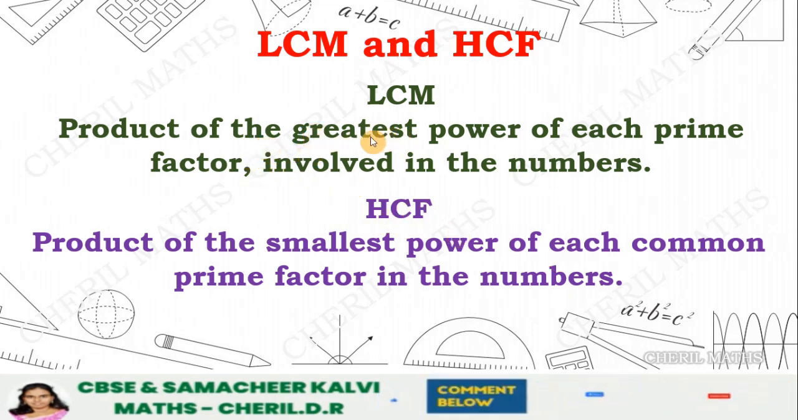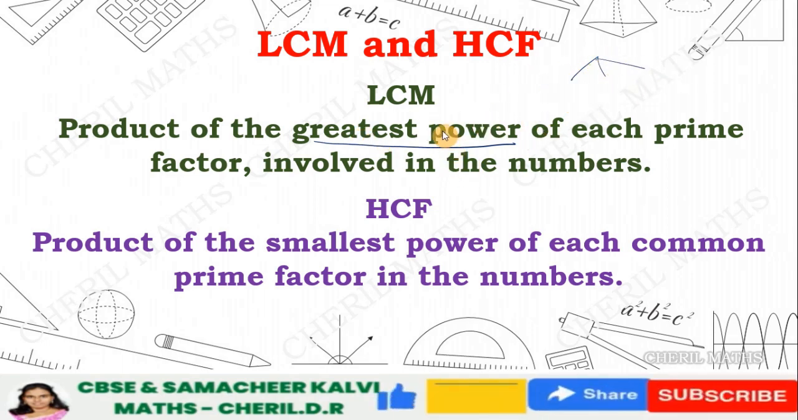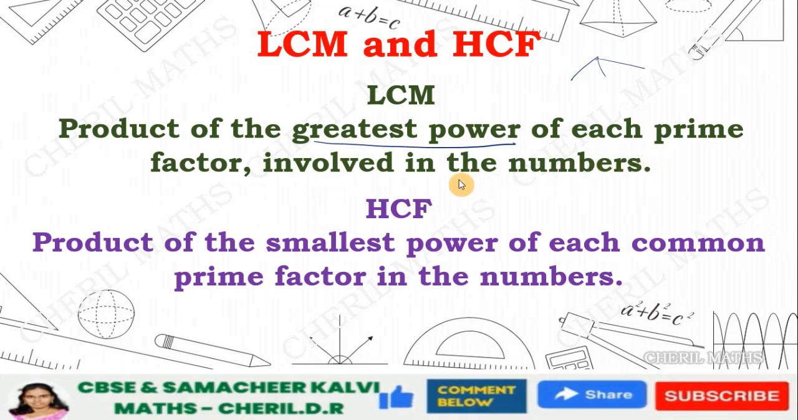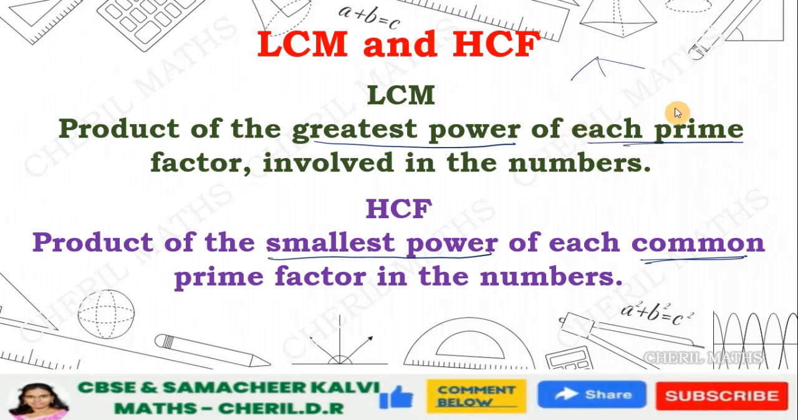LCM is nothing but the product of the greatest powers. When you have two numbers, you calculate the prime factors, write all the factors with their powers, take the greatest powers alone, and multiply. HCF is the product of the smallest powers. So this is what you need to remember: LCM uses the greatest power and HCF uses the smallest power of the common factors. For LCM, you consider each prime factor, even if it is not common. But in HCF, you only take the common prime factors.